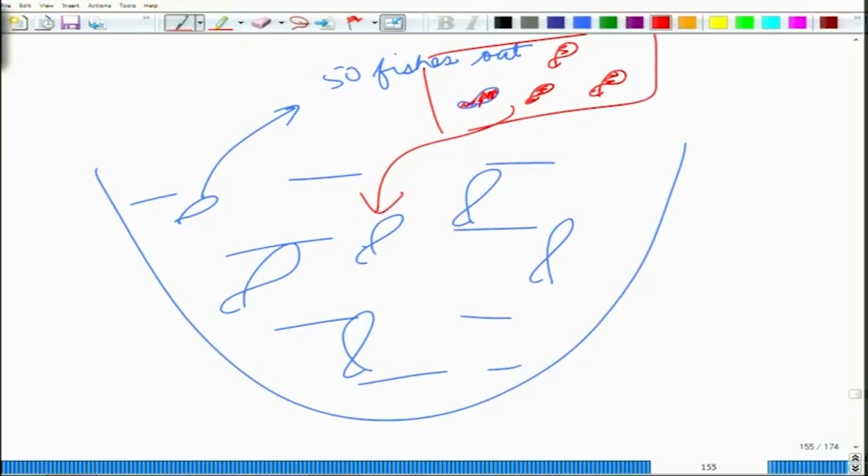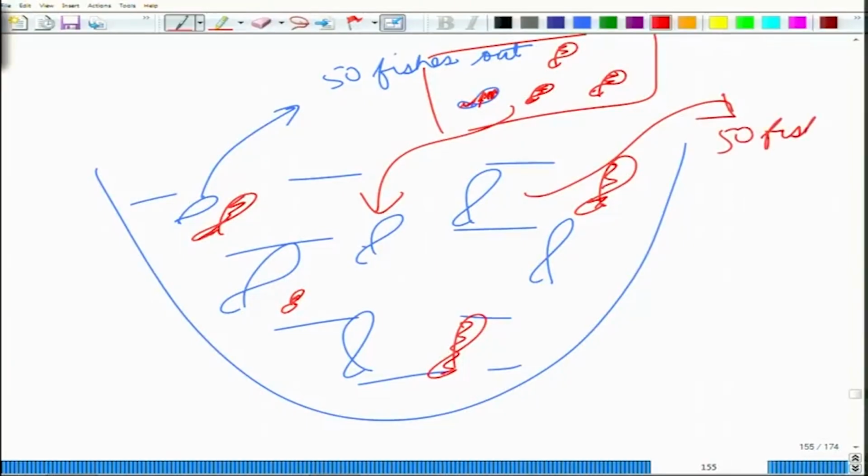Now mind you, all of these are live fishes. Once you put them back into the pond, they will mix up with the other fishes. So now you will have a red fish here, a red fish here, a red fish here. They have now mixed up with the population completely. Next you take another sample out of the pond. Again you are taking out 50 fishes. Out of these 50 fishes, it turns out that 10 are marked, that are red in color, and 40 are unmarked.